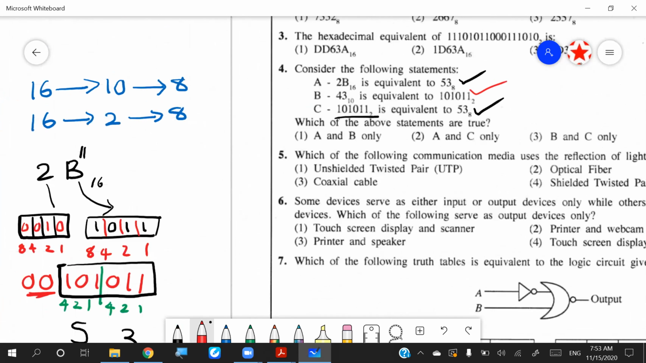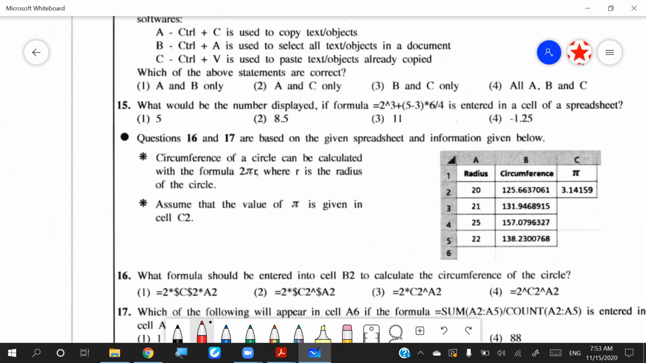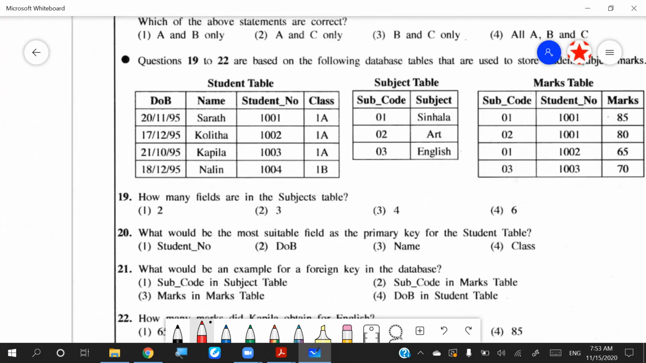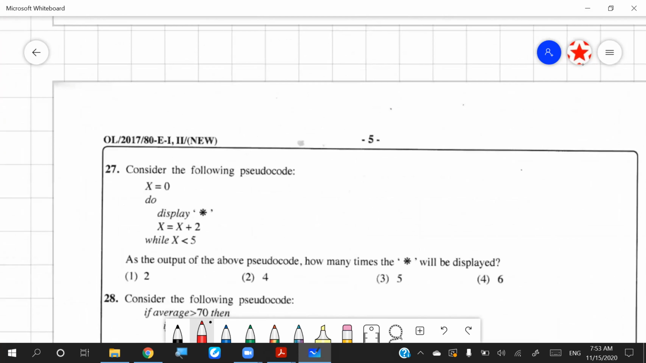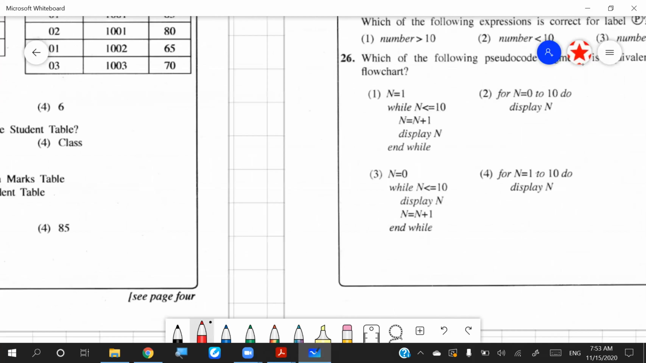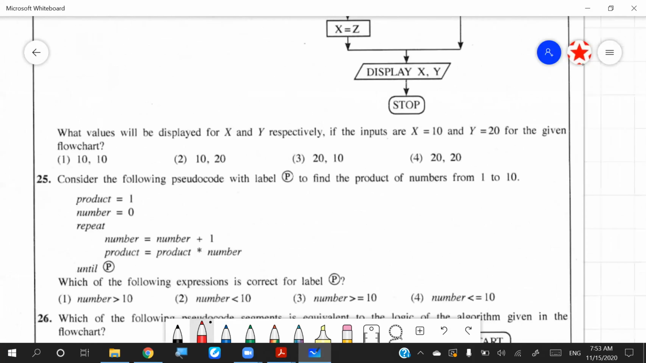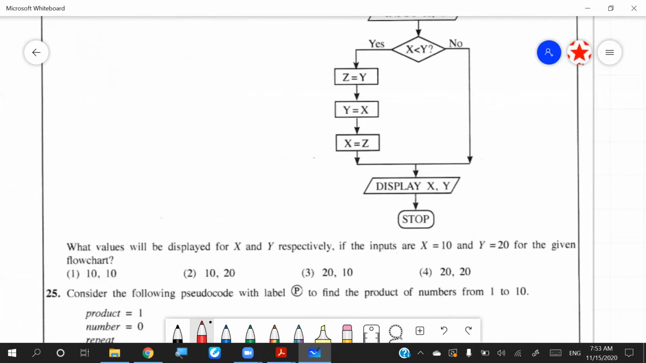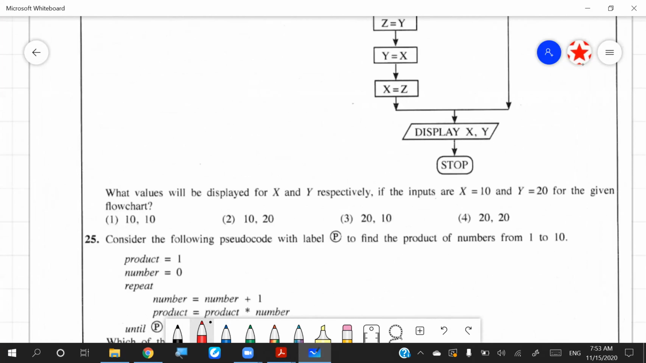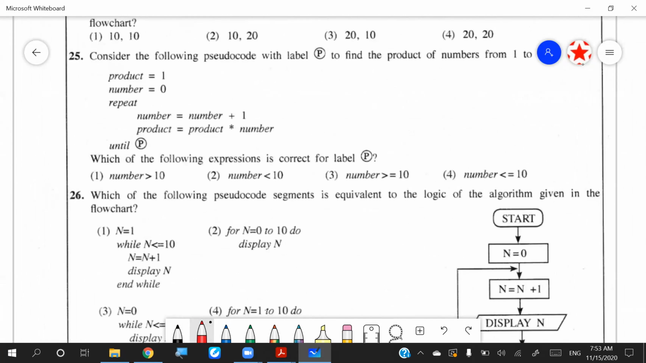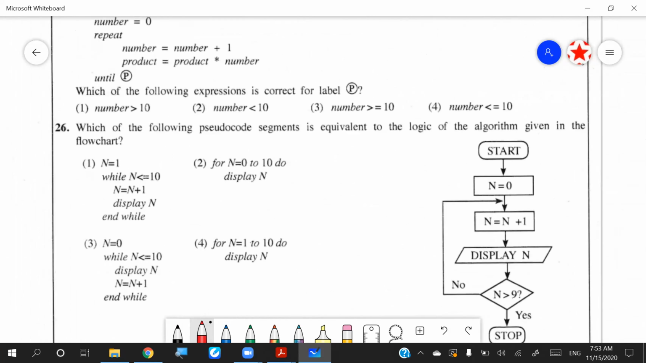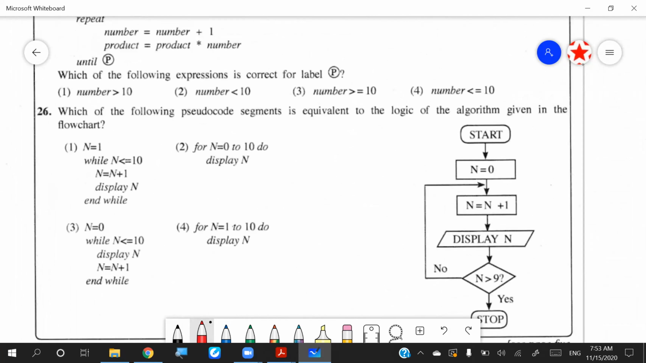And since Himanadi requested, I'm going to the 26 and 28. That is what you have requested. Yes. So, 26th question. Yes, they are talking about, in the 26th question, which of the following pseudocode segments is equivalent to the logic of the algorithm given in the flowchart.